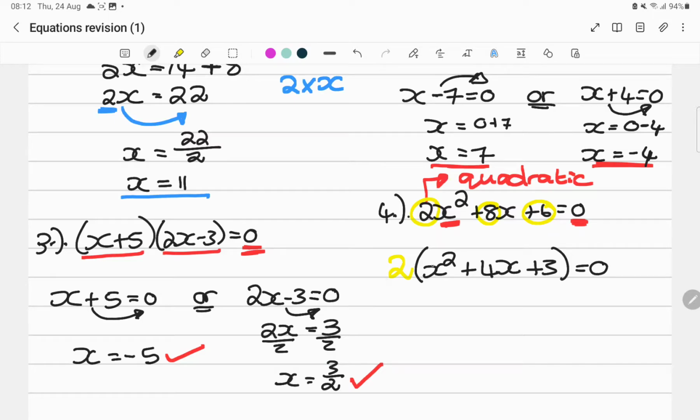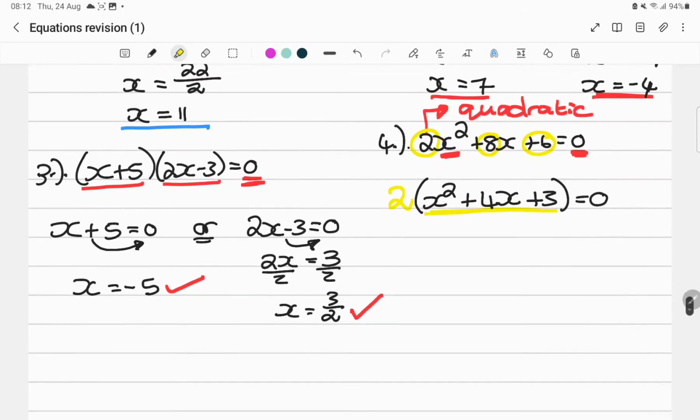Alright, so now I'm going to just focus on my bracket. What type of factorization can I now do here? Well, this looks like a trinomial, so we're going to draw our table. If you're struggling with factorization, please go and watch my videos of the previous term where I did exam prep and I went through each method individually. Okay, but just a quick recap.